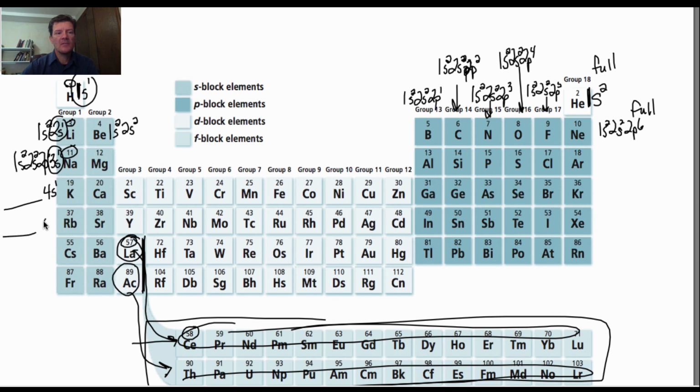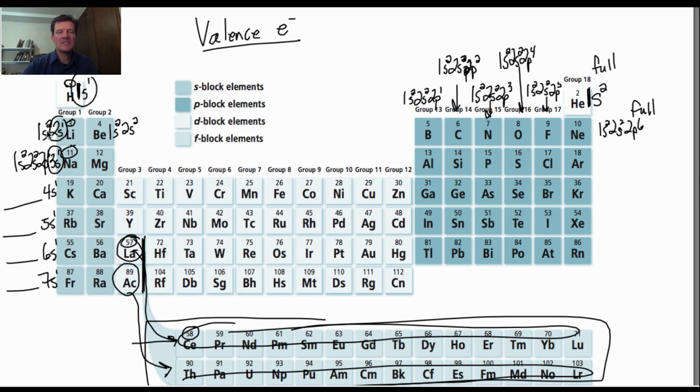Rubidium is going to end in 5s1. Cesium is going to end in 6s1. Francium is going to end in 7s1. They all have a similar ending to the periodic table. The outermost electrons are called the valence electrons. Those valence electrons are the ones that are involved in chemical reactions.